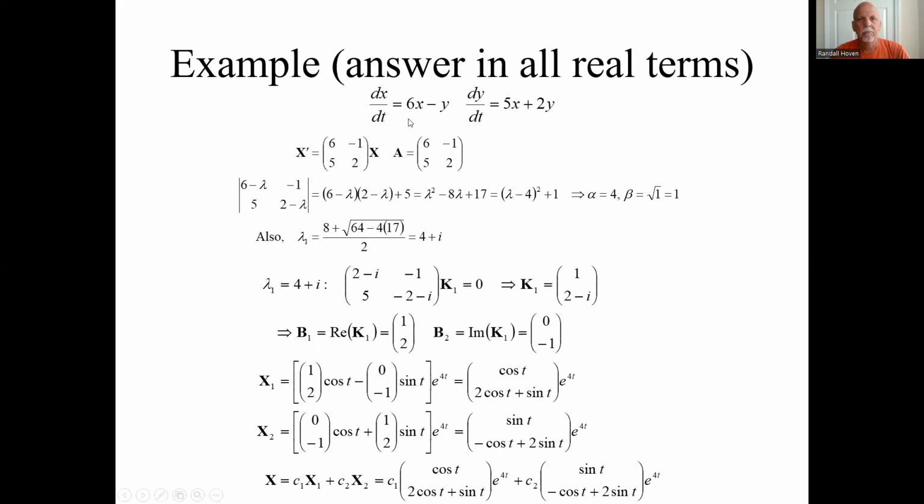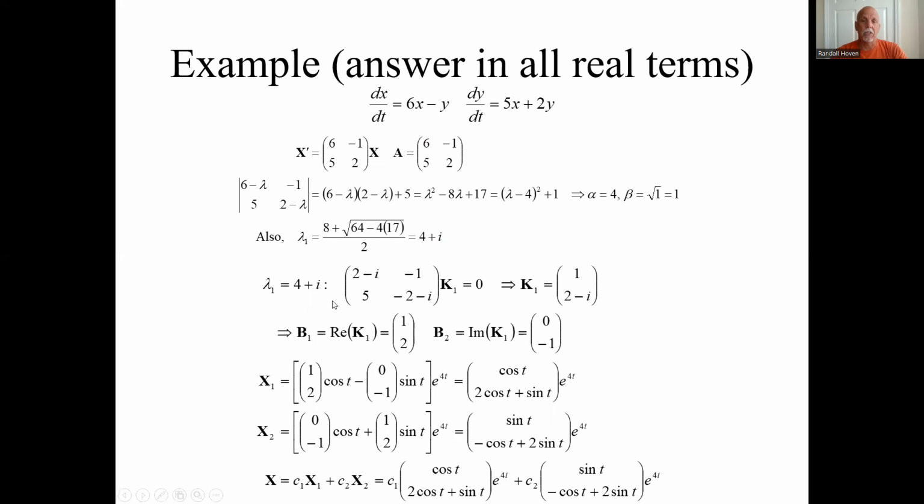So here's an example. We have two differential equations and two unknowns, first order. So you can write down what the A is, right? 6, minus 1, 5, 2, right? Here's our A. Do our eigenvalue problem. We get a quadratic. I could either do my little complete the square trick, which I have to find my alpha and beta, or use the quadratic formula. Either way, here's what the eigenvalue is. So alpha equals 4 and beta equals 1.